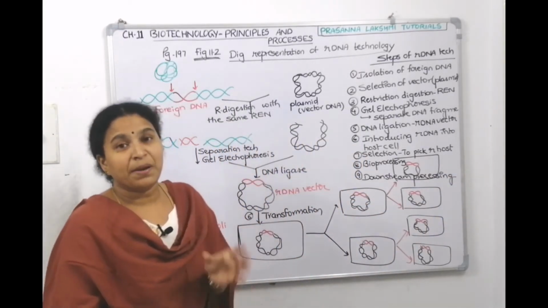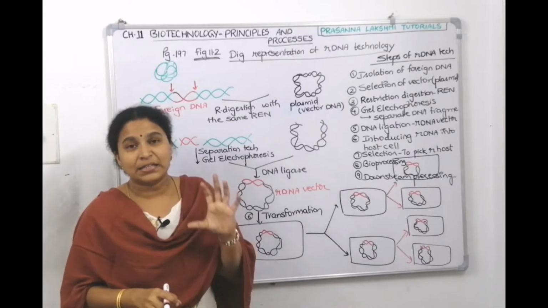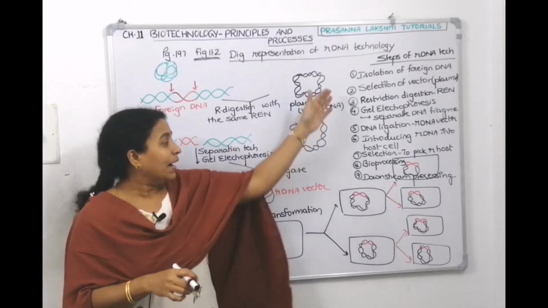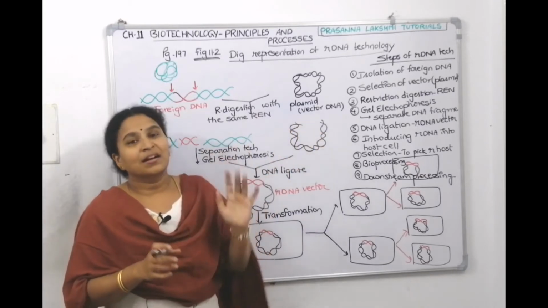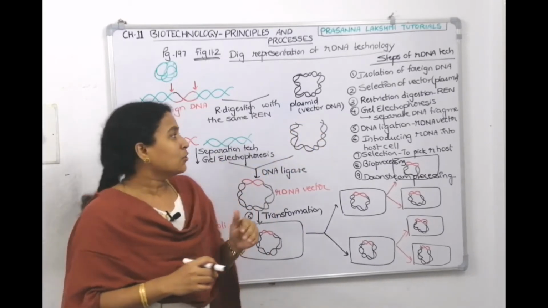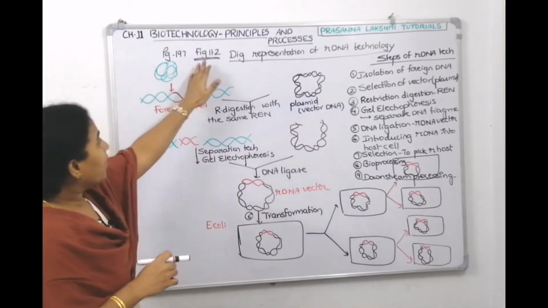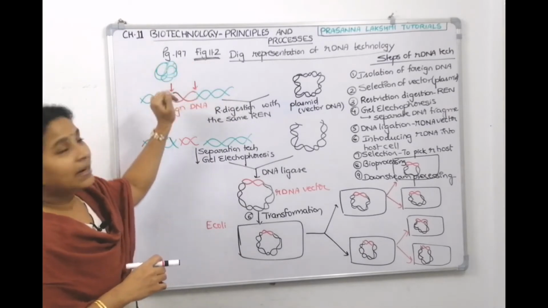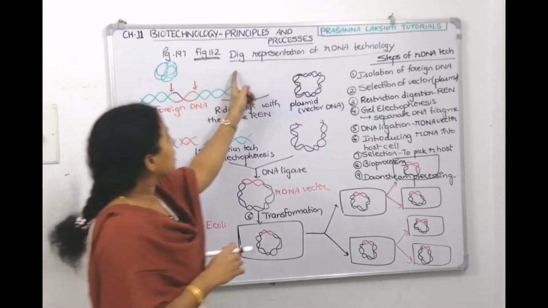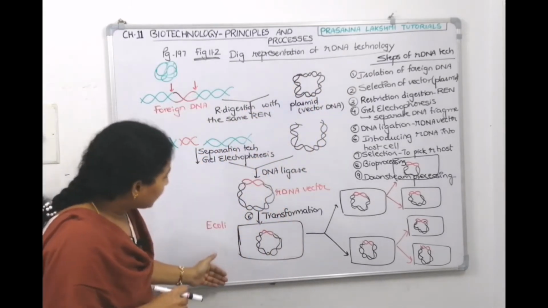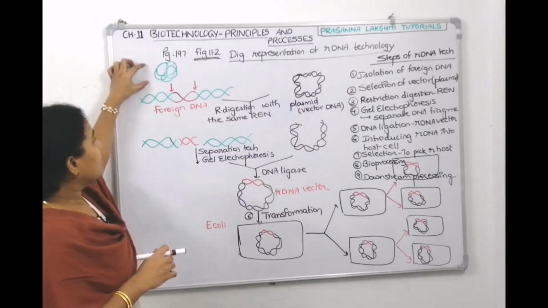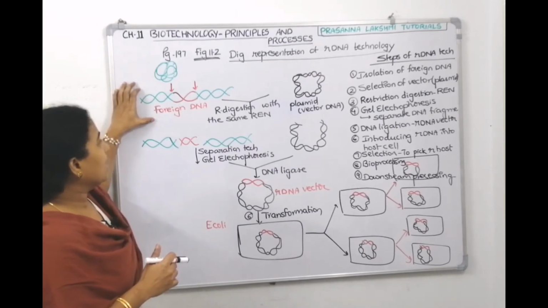I tried to explain all the topics of the biotechnology chapter under these 9 steps. Don't worry, we are going to do them one by one in detail. This is figure 11.2, page number 197, a diagrammatic representation of rDNA technology. Here it is. Take the desired DNA or foreign DNA.